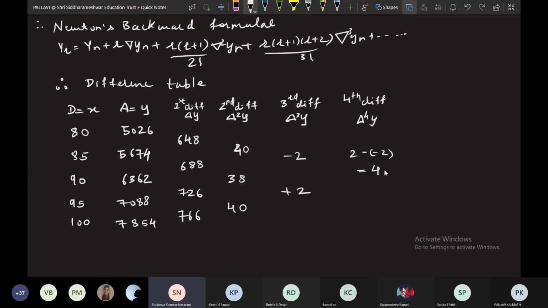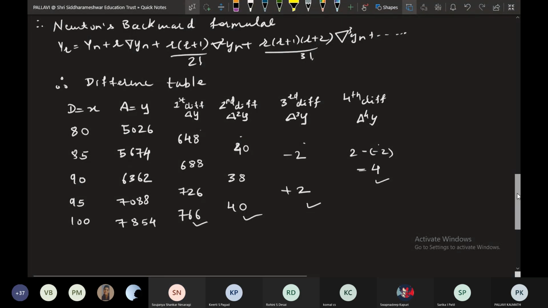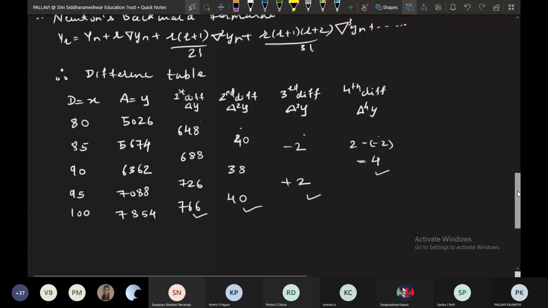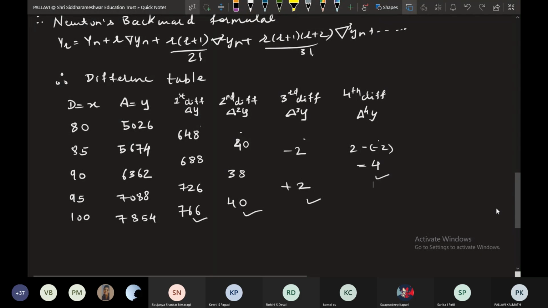Since you are using the backward interpolation formula, you are going to use the last elements, the last values in each column. So after finding this table, go on substituting in the formula. What is yn? Tell me the last value of y. 7854, plus r, how much did we get?